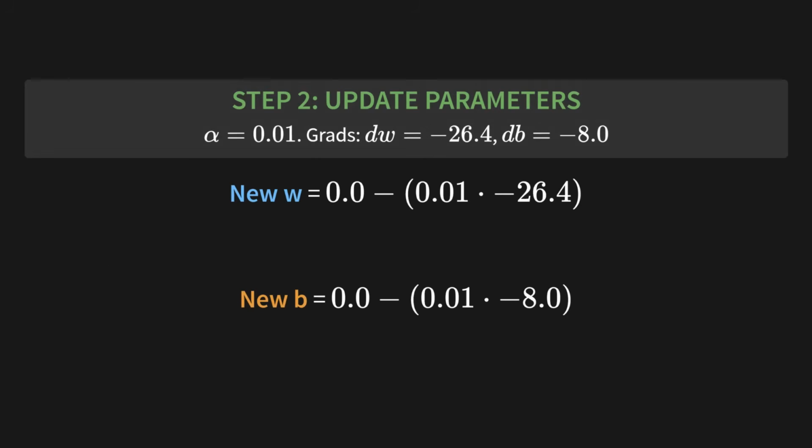Now for step 2, update the parameters. We have our learning rate, 0.01, and we have our gradients. The gradient for W, which we'll call dW, is negative 26.4. And the gradient for B, dB, is negative 8.0. So our new W is the old W, which was 0, minus 0.01 times negative 26.4. A minus and a minus make a plus, so our new W is positive 0.264. Same thing for B. The new B is 0, minus 0.01 times negative 8.0, which gives us positive 0.080.